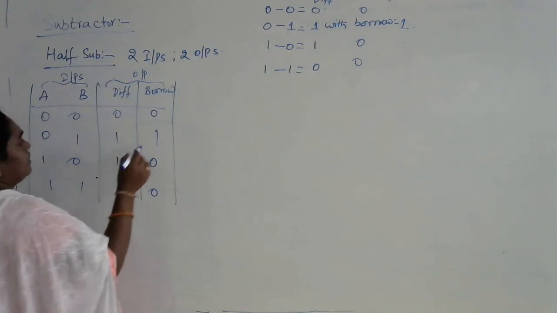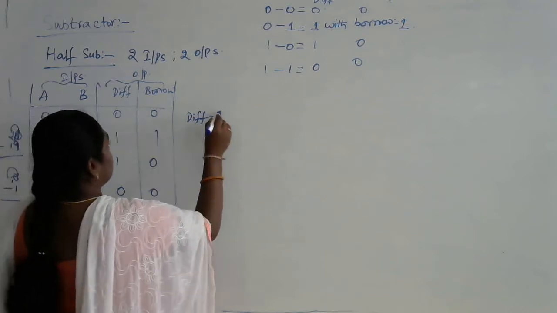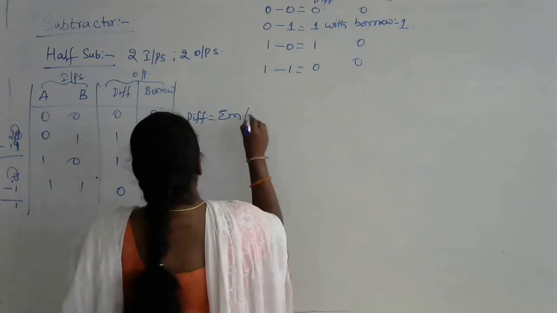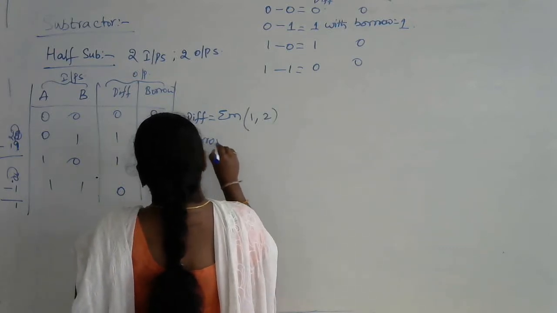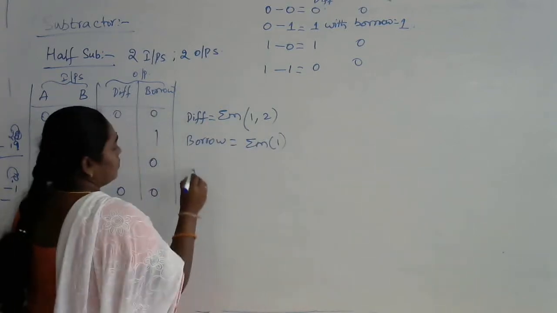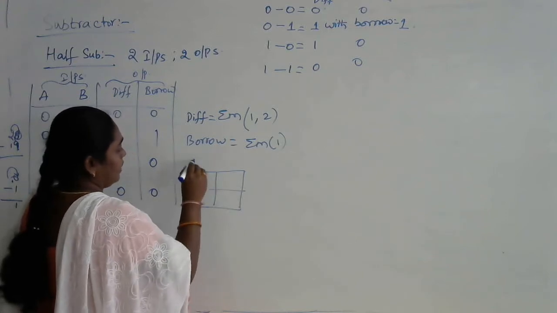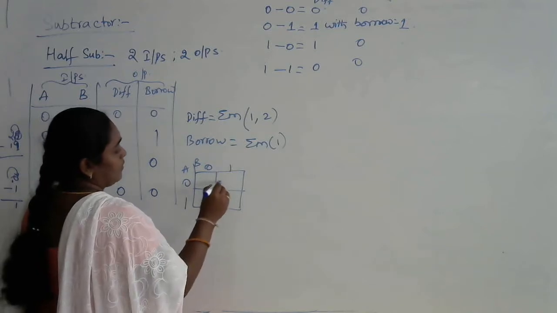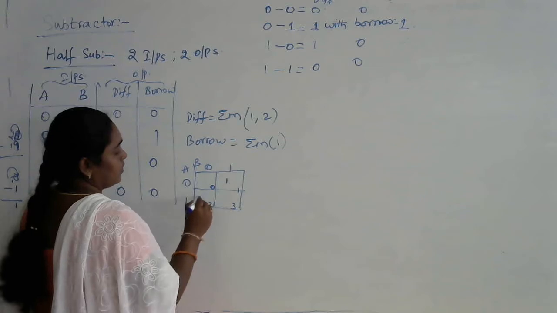The next step is to draw the K-maps. For difference, it is sigma m of 1, 2. Similarly for borrow, it is sigma m of 1. We need to draw two K-maps because of two outputs. Inputs are A and B, with values 0, 1 and 0, 1. For difference, the cells are 0, 1, 2, 3, and here we have a 1 in two of them.